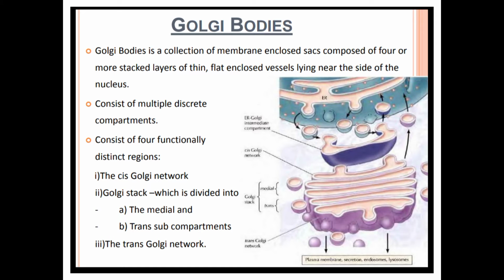They consist of multiple discrete compartments. They consist of four functionally distinct regions. Let us see one by one. First one, the cis Golgi network. Second one, the Golgi stack, which is again divided into medial and trans subcompartments. Third one, the trans Golgi network.